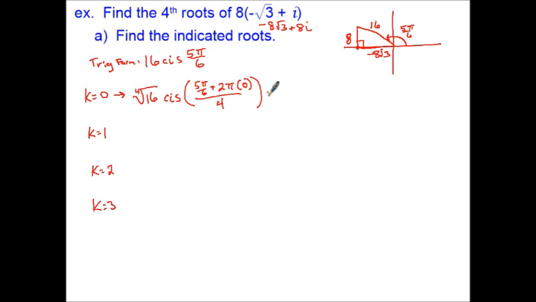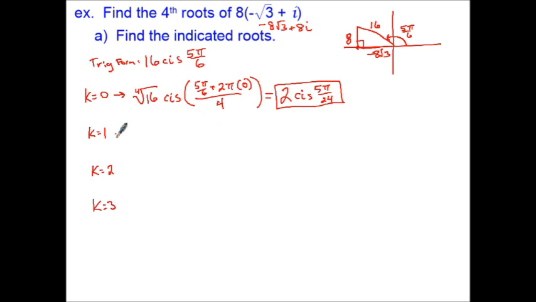Then just continuing this whole process. This cancels nicely, and if I have 5 pi over 6 over 4, it's really 5 pi over 24. At the same time, the fourth root of 16 is 2. So this becomes 2 cis 5 pi over 24, and there's the first of my 4 roots.